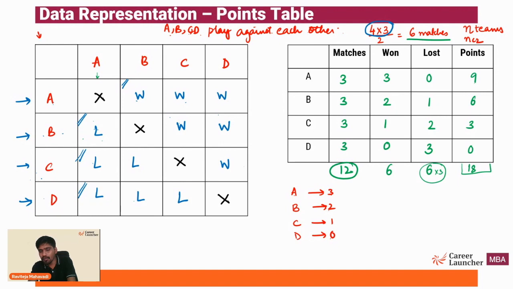If there is a possibility of a draw, then there are other things that will happen, which eventually you'll learn. But this is the basic representation of data for games and tournaments in a round robin or a league tournament.